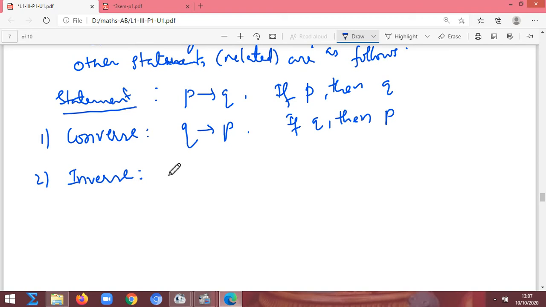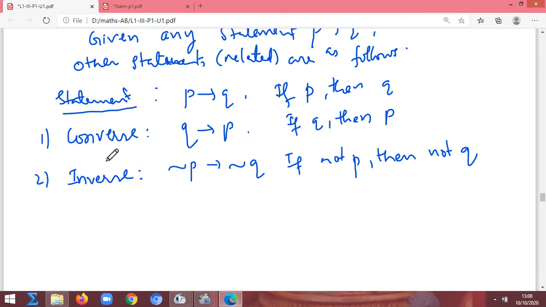The second one is the inverse. Inverse is negation of P implies negation of Q. That is, if not P, then not Q. So, do not confuse between converse and inverse. For the converse, you just reverse P implies Q to Q implies P. For the inverse, you have to take negations: negation of P implies negation of Q. That is, if not P, then Q also not.